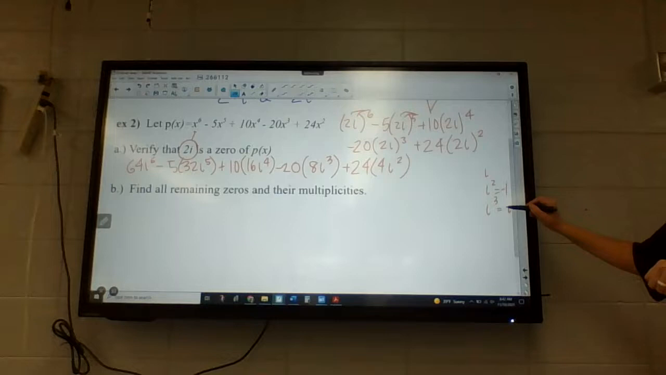Now how we're going to find the rest of the zeros is we're actually going to divide by that. So we're going to take our original problem and divide by that factor. Long division? Yeah, we're going to do long division.